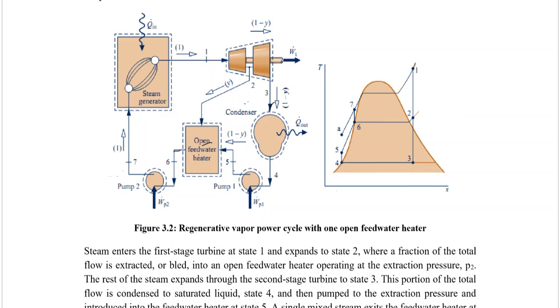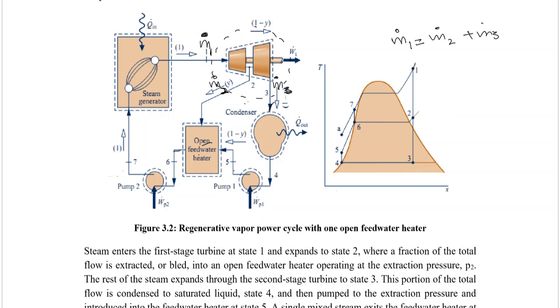So let me balance the mass first, looking at a control volume around the turbine. Let's say mass M1 is entering into the turbine. Let's say mass M2 is bled out after the first stage of the turbine, and mass M3 is expanding into the second stage of the turbine. So in other words, the mass balance would be M1 equal to M2 plus M3. This is what we got for the mass balance.